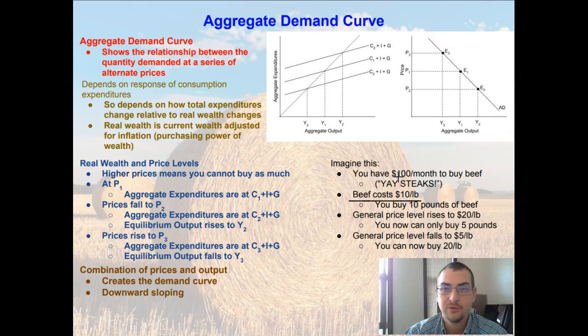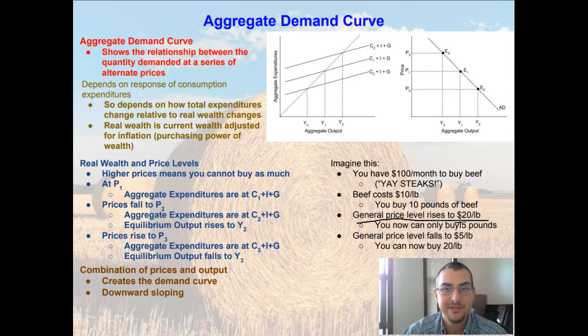Well, if we do the math real quick, 100 divided by 10, you can buy 10 pounds of beef with that $100. Now, your income doesn't change. Nothing really changes except the price of beef now goes up. The general price level of beef now increases to $20. Just the sheer price increases to $20 a pound.